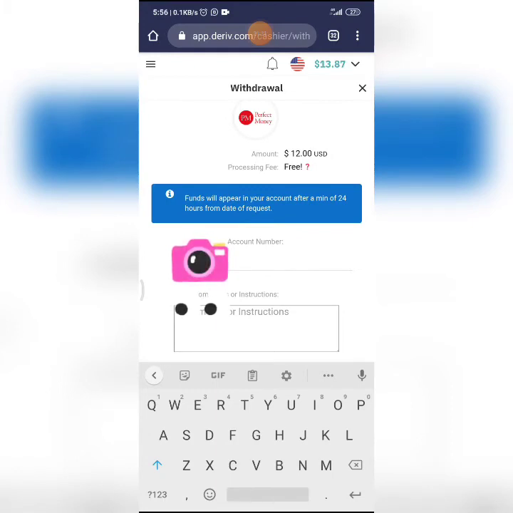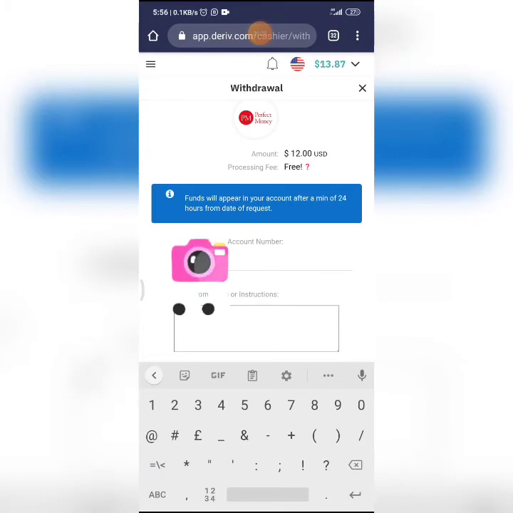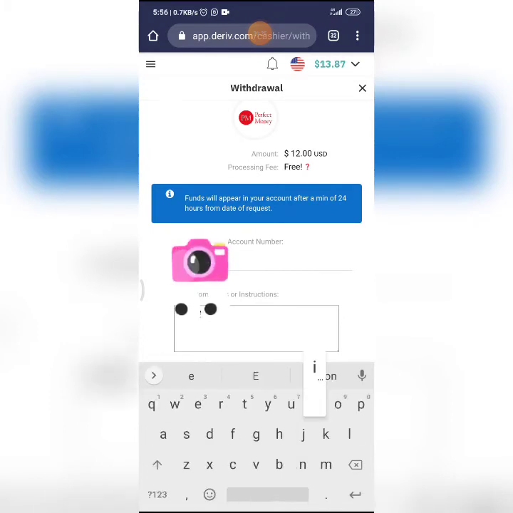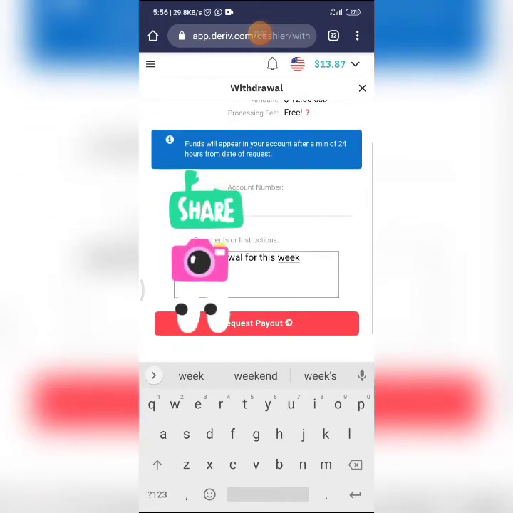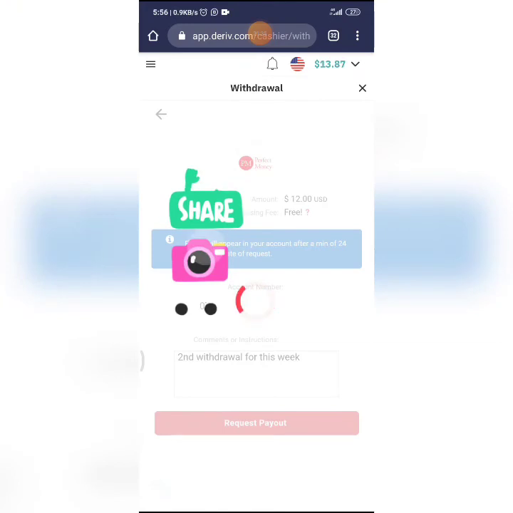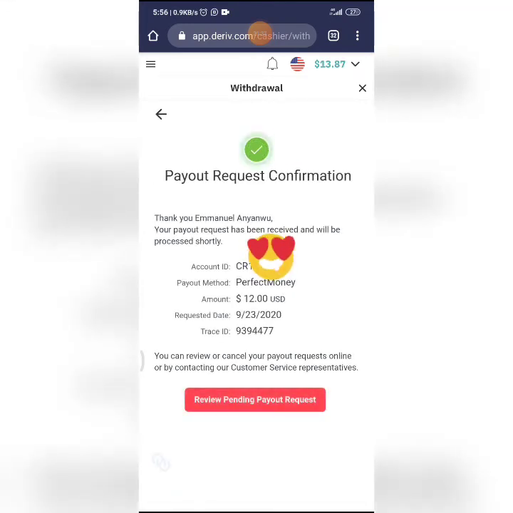So I'm just going to put a comment, I'll just say it's a second withdrawal for this week, and just say request payout, and that's it. So that's it, payment, payout, and request confirmation, and that's it. You can see everything on here.